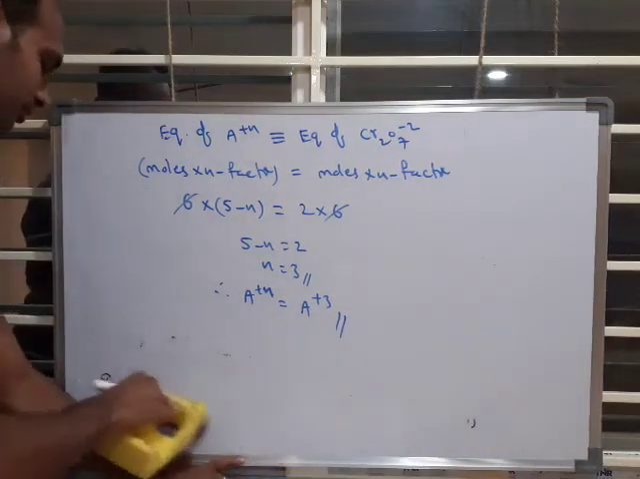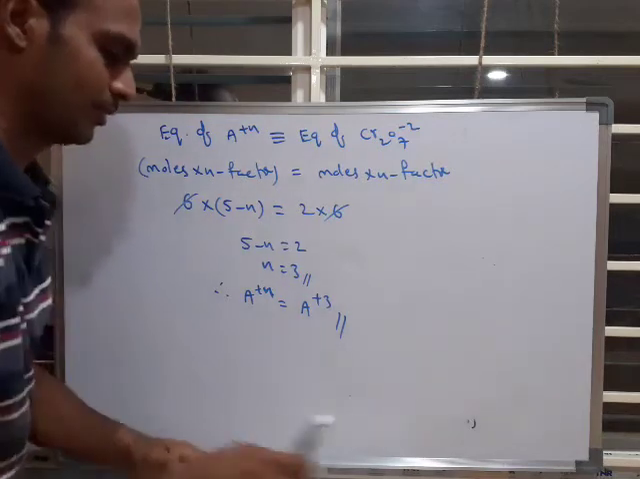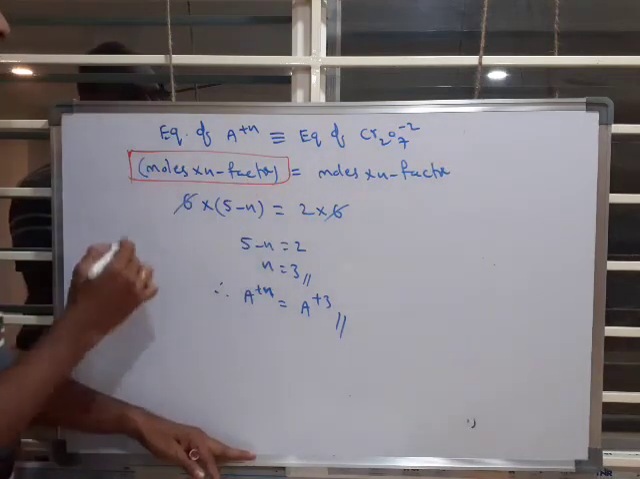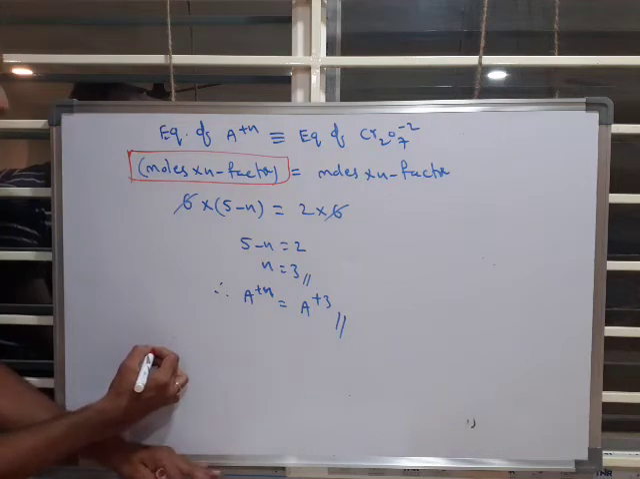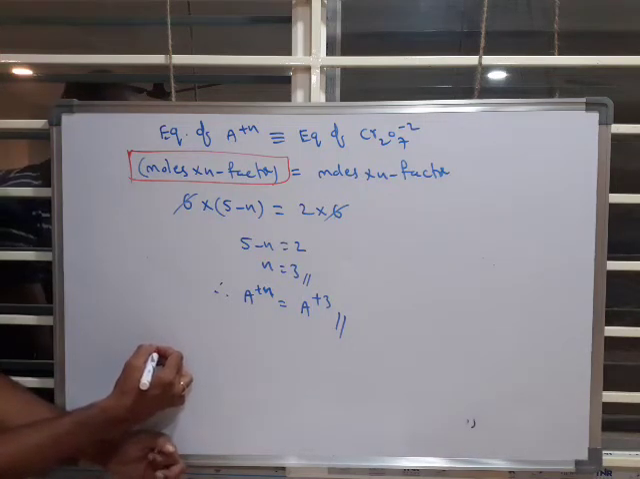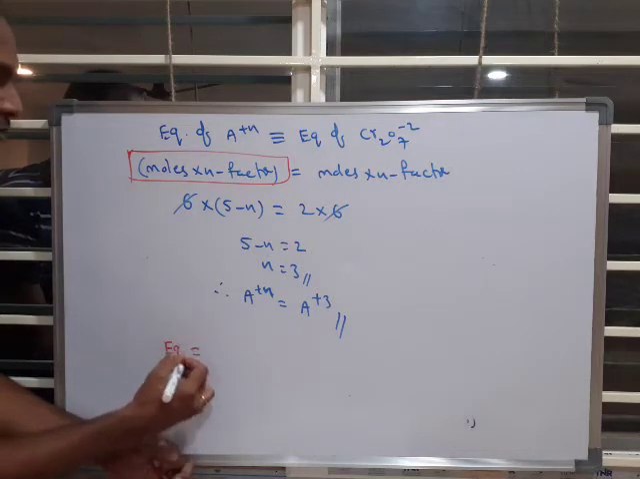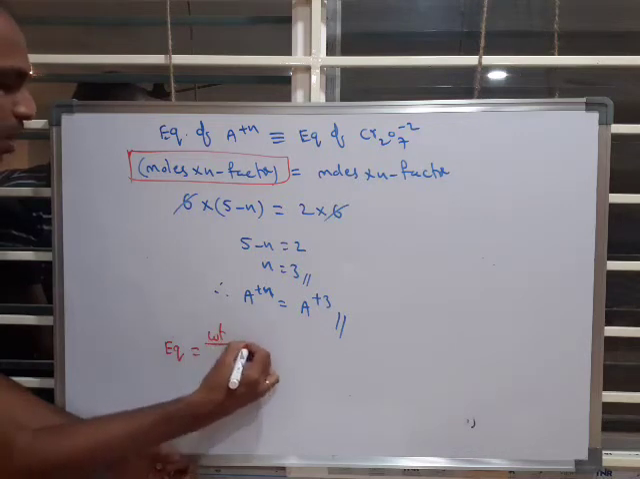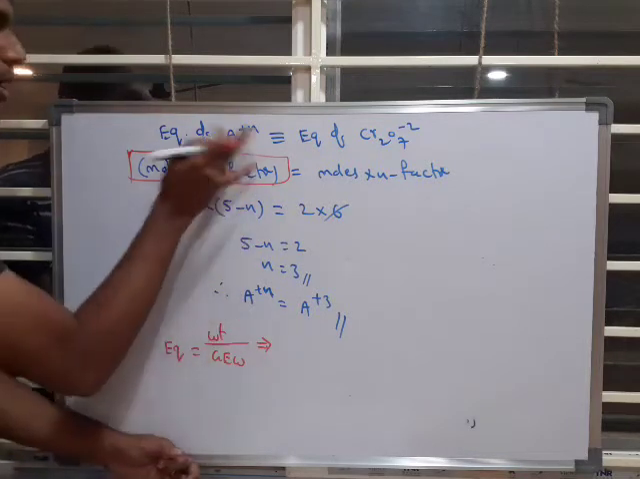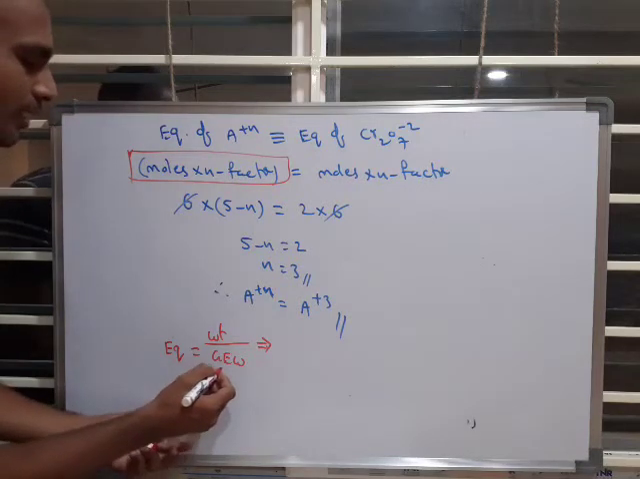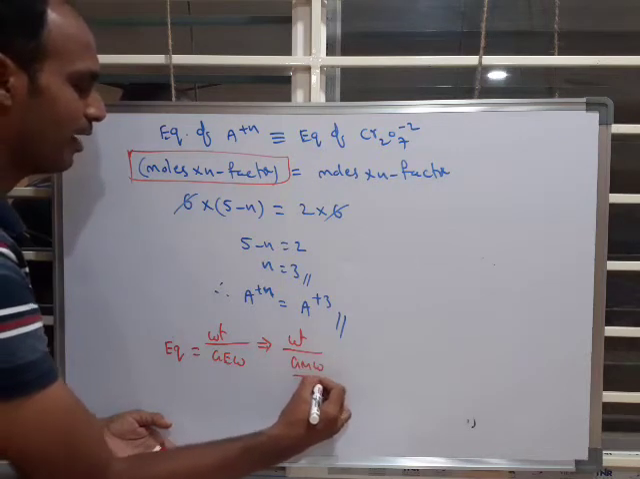So it's important how we got this, moles times n factor, which gives the equivalents. If you know the formula of normality, normality times volume gives milliequivalents. Equivalents equal weight by gram equivalent weight. And here we don't know about the compound, so equivalents is weight by gram molecular weight by n factor.